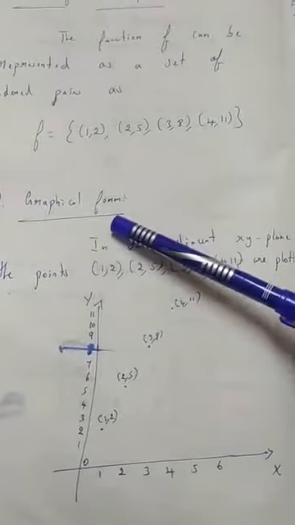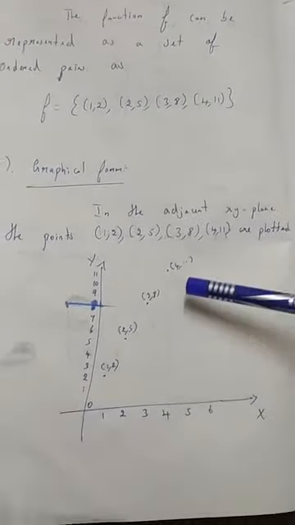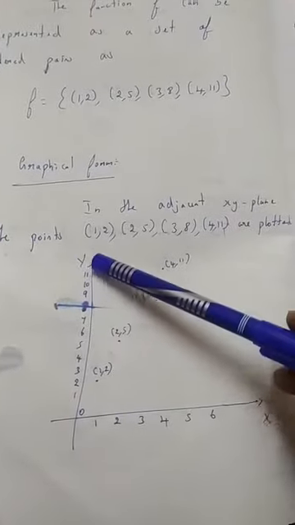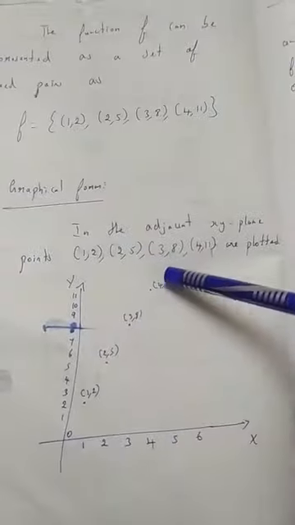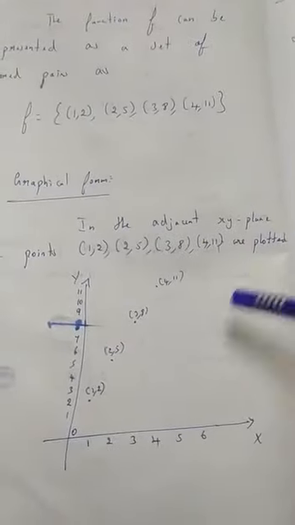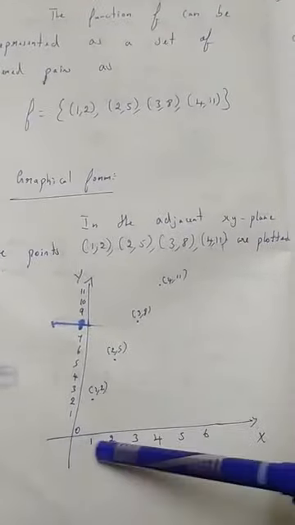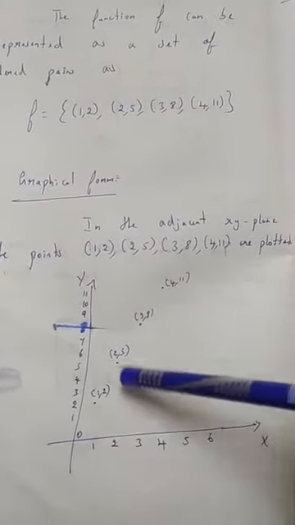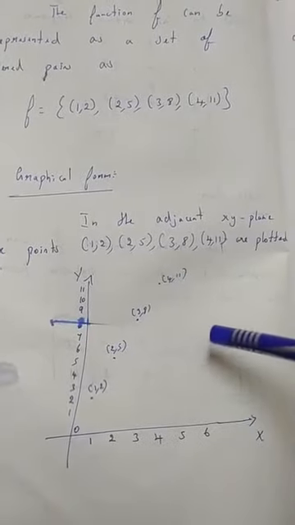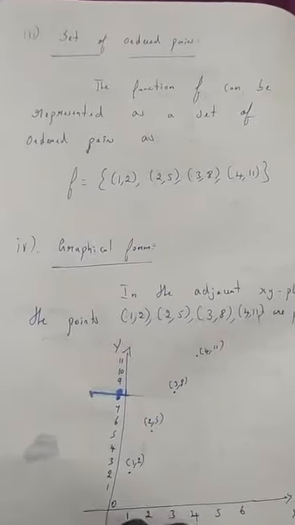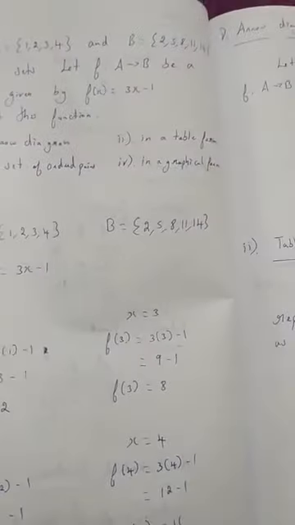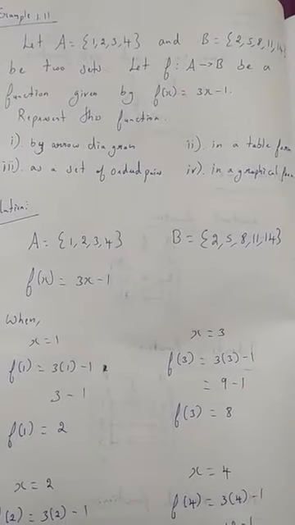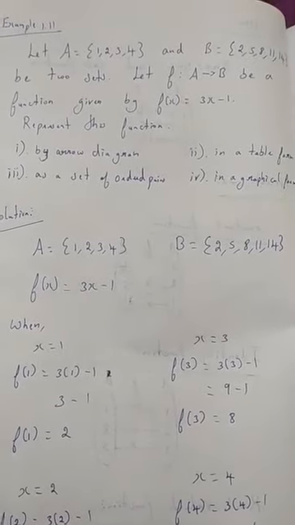And the last one is the graph. That is also very simple. In the adjacent xy plane, the points (1, 2), (2, 5), (3, 8), (4, 11) are plotted. So we have to draw the x-axis and y-axis and plot the points. That's all about graphical form. So these are the 4 representations of a function. Very, very important 5-mark question. That's all about this problem.